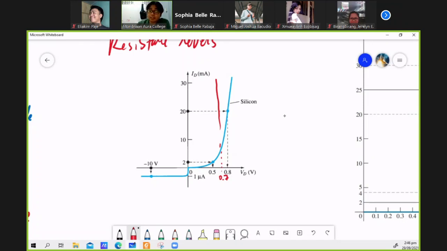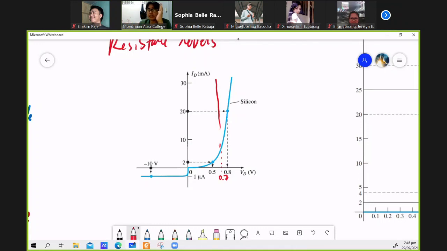Pero bakit 0.7 ang ginagamit natin as the threshold voltage? Again, 0.7 is the average or the nominal threshold voltage ng silicon. Ibig sabihin, generally speaking, pagdating ng 0.7 ay magsisimula na siyang mag-conduct. Yun ang property ng silicon. But in reality, pwede pa siyang umabot ng 0.8, 0.9, even 1 volt. Depende dun sa diode model.